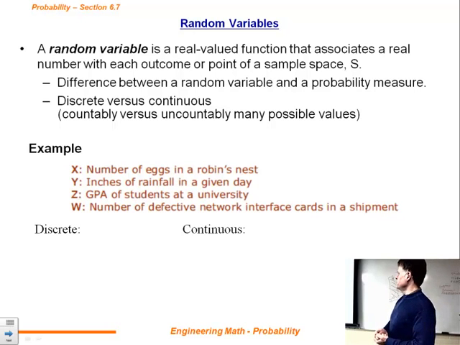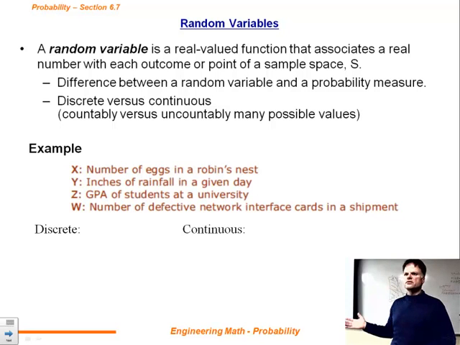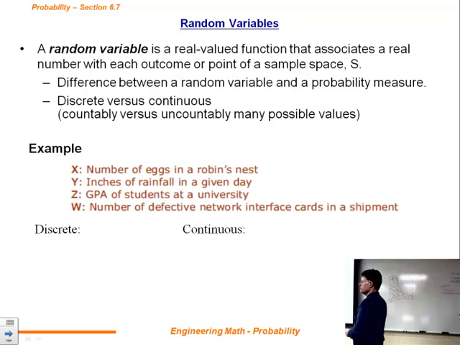A discrete random variable means that there are only a finite possible set of values that the random variable can take on. Or possibly just a countable set, but it's a discrete set. Whereas a continuous random variable, the value of the random variable could be any value in some continuum. Okay, there's no limit. It's an uncountable continuum. So let's do some examples.